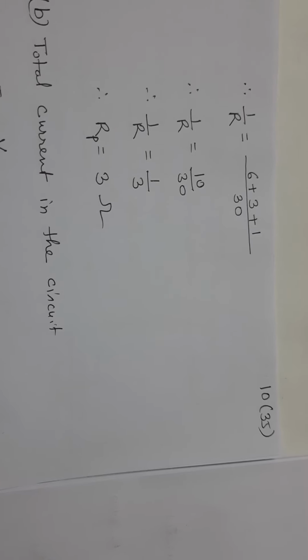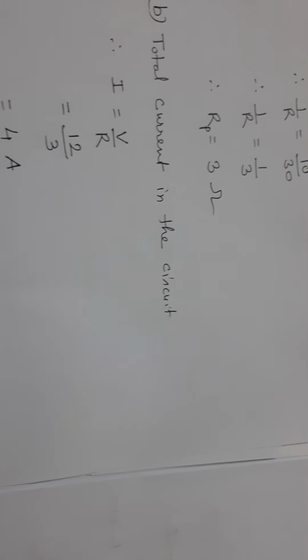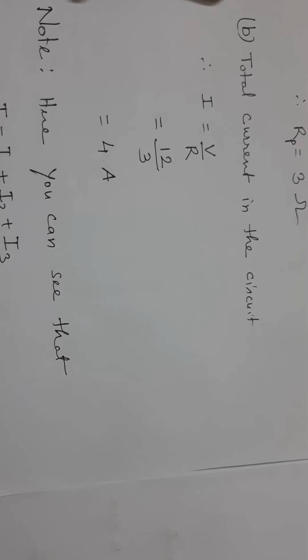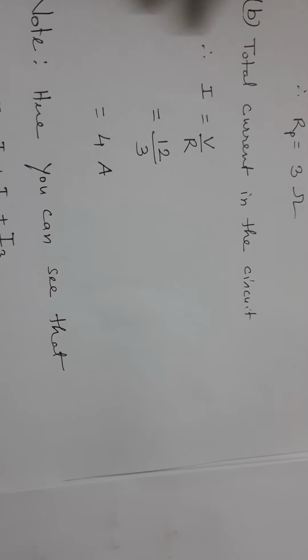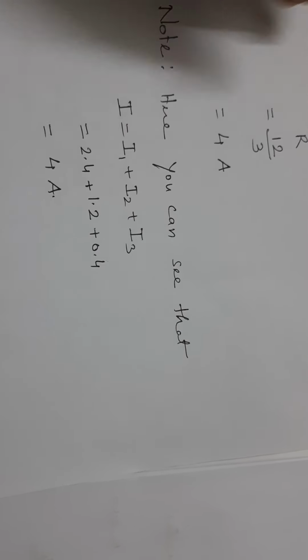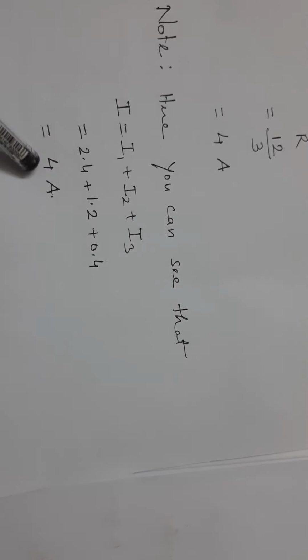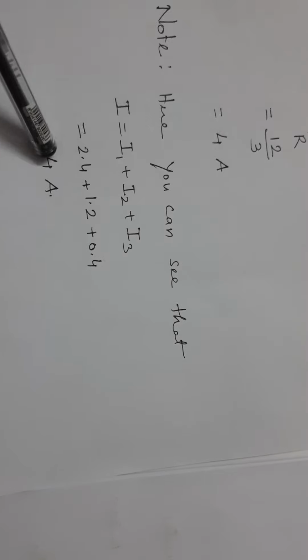Now I am coming to part B, total current in the circuit. We have found the total resistance, so we will be able to find the current. So I is equal to V upon R, that is 12 upon 3, which is 4 ampere. Here I have also shown what we said earlier, that I is equal to I1 plus I2 plus I3. I1, I2 and I3 were 2.4, 1.2 and 1.4. If we add them, we get 4 ampere. Here also the total current in the circuit comes out to be 4 ampere. So both these values are the same.